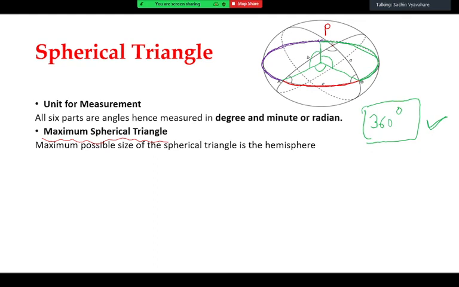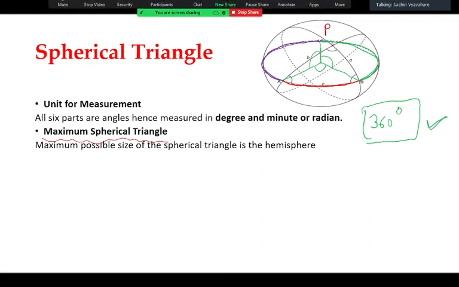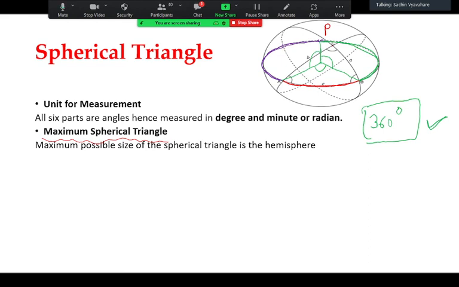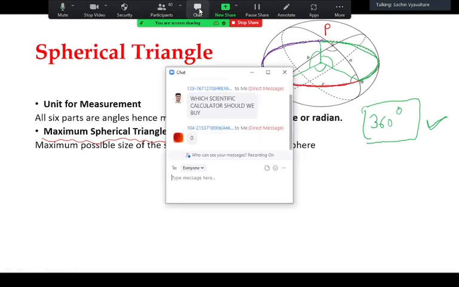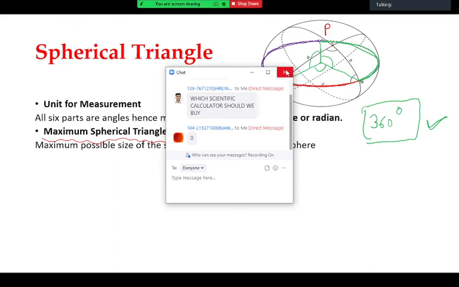What is the minimum sum of the sides possible for a spherical triangle? Anyone have a guess? What should be the smallest? 180 is not a correct answer. I will tell you. But before that, we have already seen the maximum spherical triangle. The maximum spherical triangle is a hemisphere. What is the smallest spherical triangle which is possible on the surface of a sphere? 0. 0 is a correct answer. Good. So 0 is the answer.